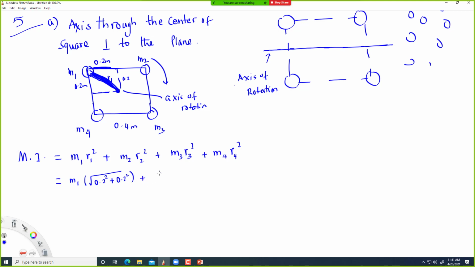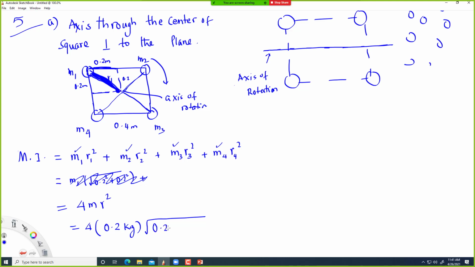Same thing you do here. All these distances would be the same, and the masses are also the same. So you can just write this as 4 times m r squared because they are all the same. So 4 times the mass of each, which is 0.2 kg, and the distance between the particle and the axis is the square root of 0.2 squared plus 0.2 squared. Basically we have 0.2 here and then 0.2 here. That's what we are finding. So what is that? You guys need to tell me a number. I don't have the answer for that.